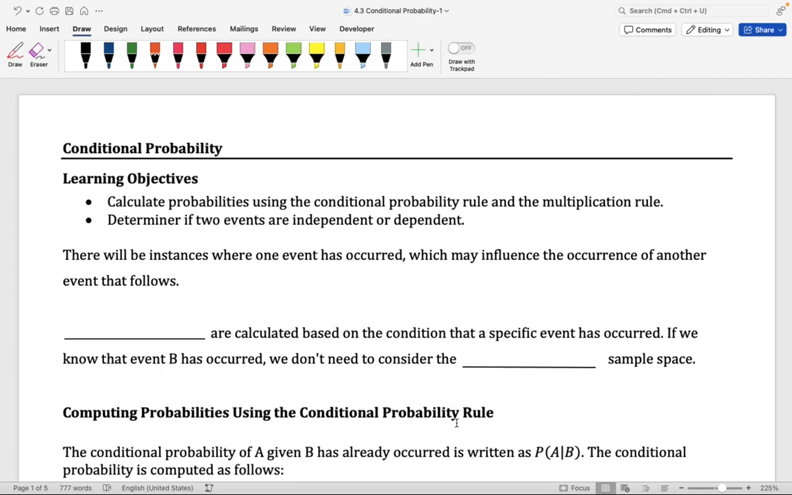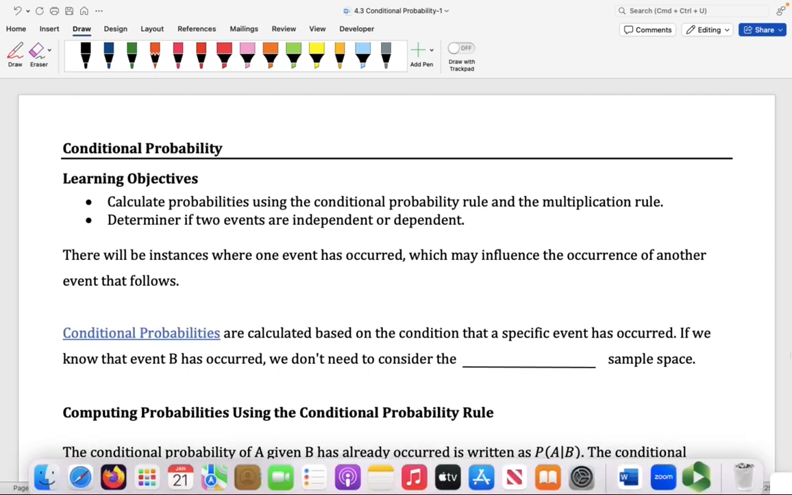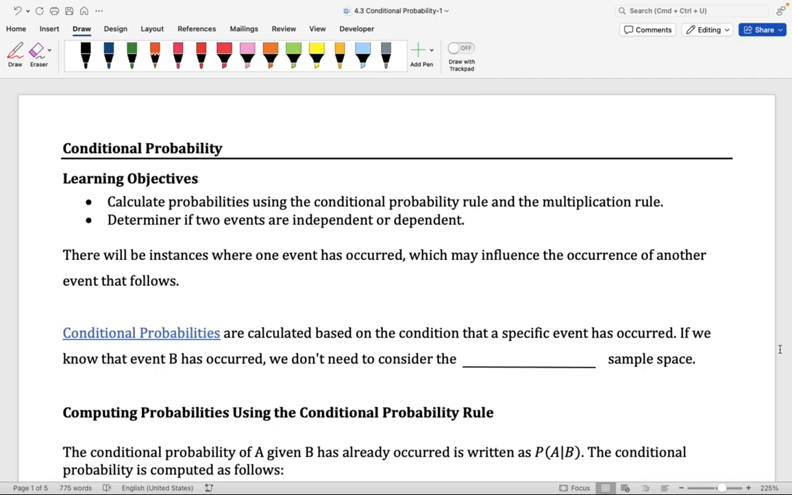There's going to be instances where one event has occurred, one event has happened, and that event is going to influence the occurrence of another event that follows after that. Okay? In other words, if an event happens, that event might affect the probability of another event happening after that. Conditional probabilities are calculated based on the condition that a specific event has occurred.